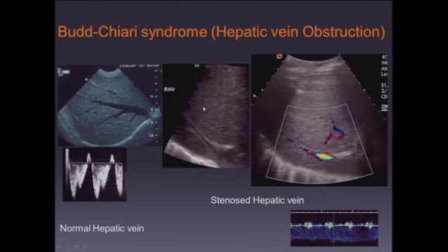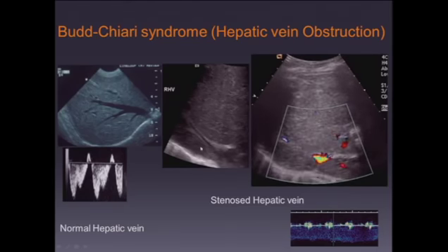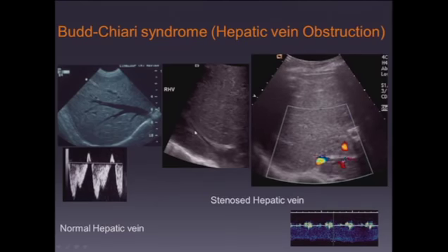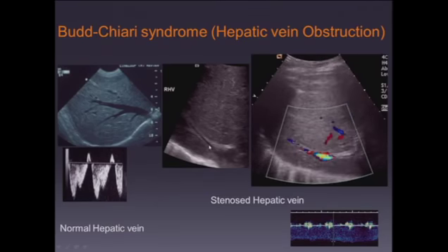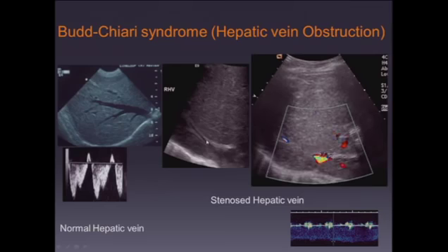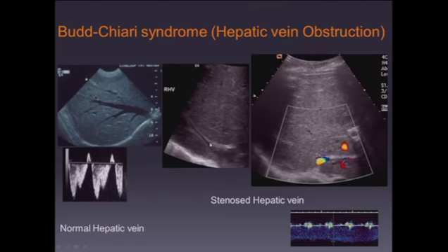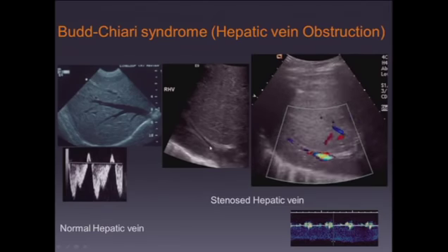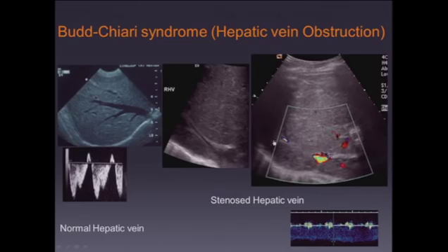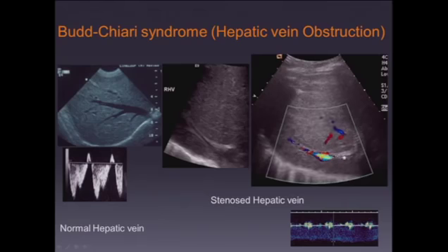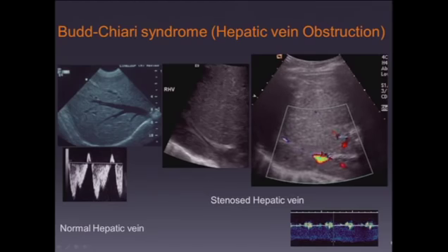This is chronic hepatic vein obstruction, and the vein is markedly narrowed in its luminal diameter, while the wall, which is this echogenic structure next to the lumen, is markedly thickened. This is a color Doppler image showing a markedly narrowed hepatic vein with a thick echogenic wall, and the waveform from this vein is monophasic.